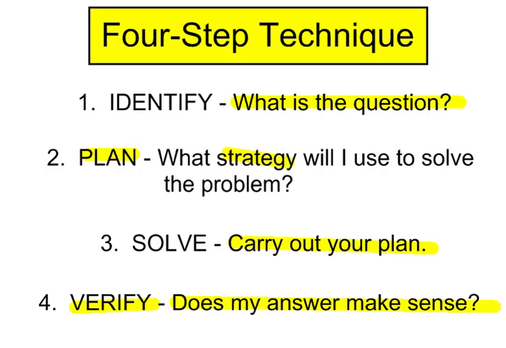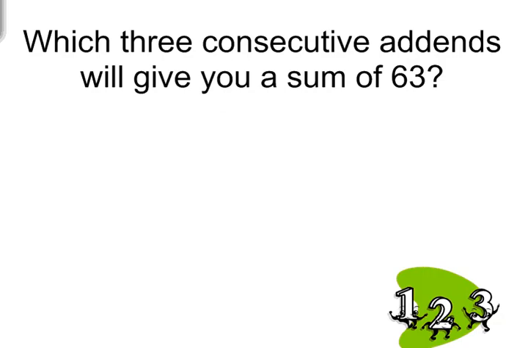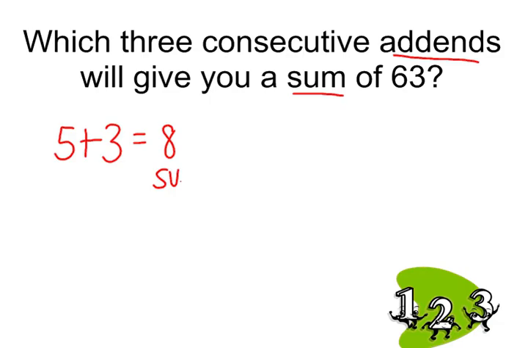So let's go ahead and take a look at an example of how we could use guess and check. Which three consecutive addends will give you a sum of 63? Well, we've got a lot of math terminology here. Let's start with addends and sum. Well, you remember that 5 plus 3 equals 8. 8 is your sum, and 5 and 3 would be your addends. So we're looking for three consecutive addends that will give us a sum of 63.